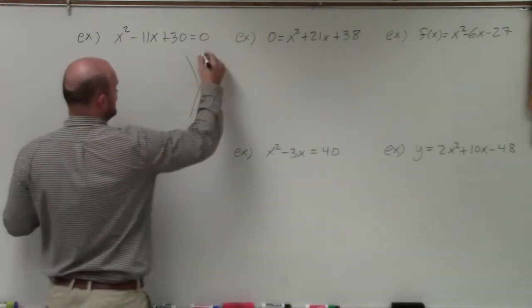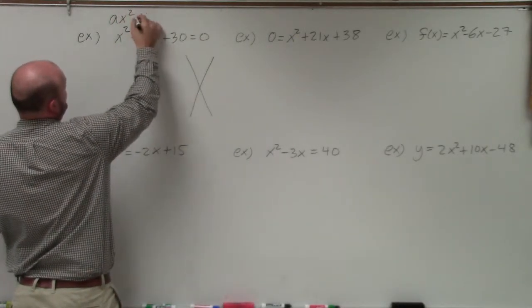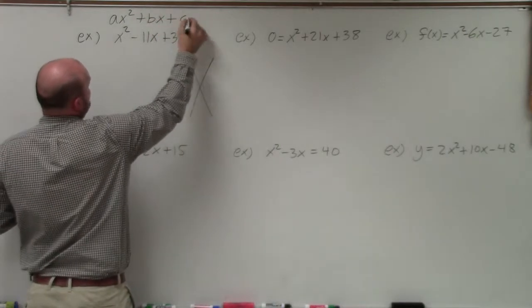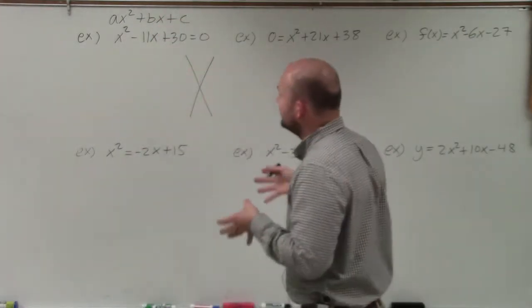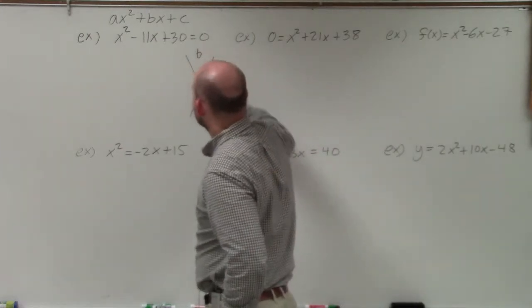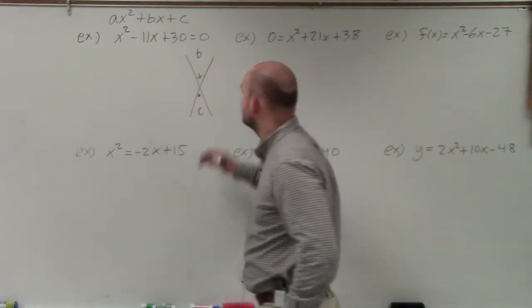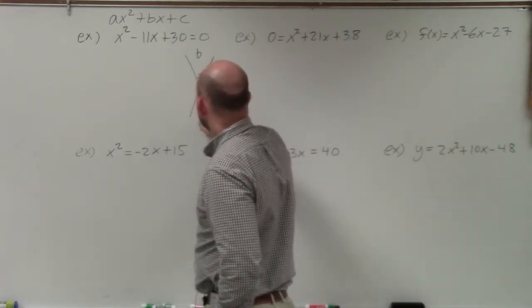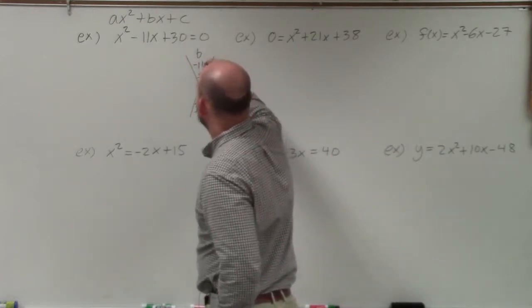And on the x, I'm going to write, well, let's see. All right, so a quadratic, we have ax squared plus bx plus c. That is the standard form of a quadratic equation. So basically what we're going to do is determine what two values add to give you b, but then multiply to give you c. All right, so in this case, you can see we have c is 30, and then we have negative 11.